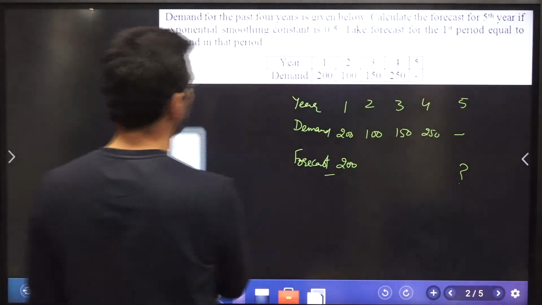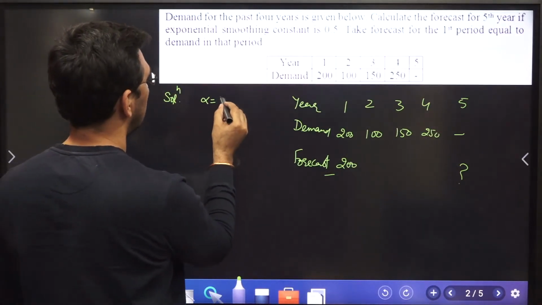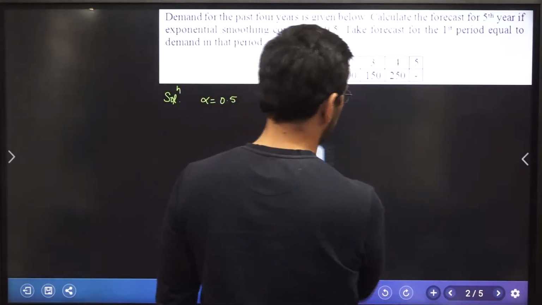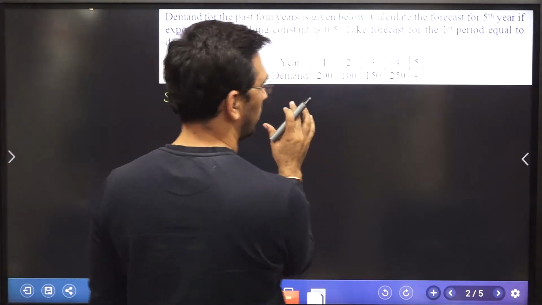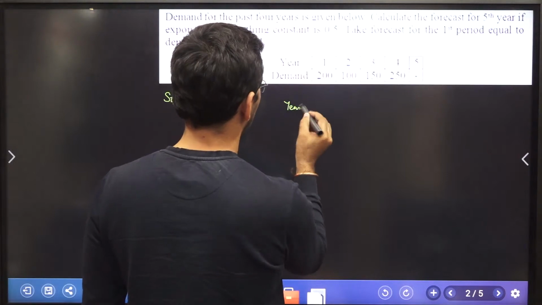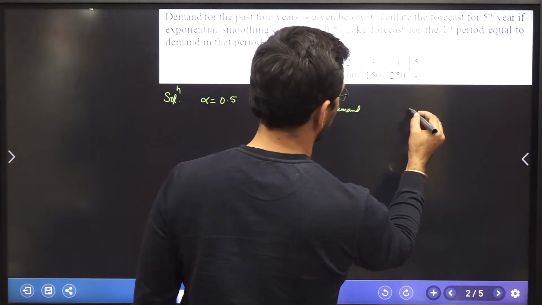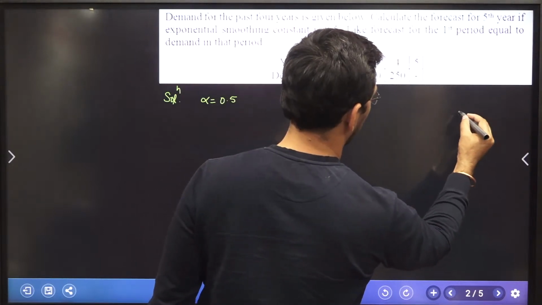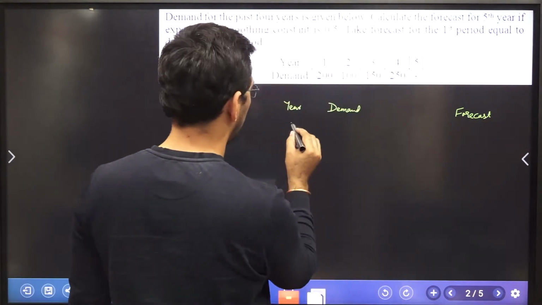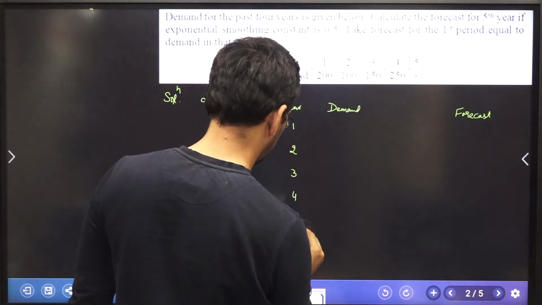Okay, so the same information I'm writing over here now. Solution. He has given you exponential constant as 0.5, and the same data I'm writing over here. I'm writing something over here so that I can do the calculation there also. So year he has given you, and you have demand, and you have forecast. So I'm writing it somewhere here. Forecast, so first, second, third, fourth, fifth.